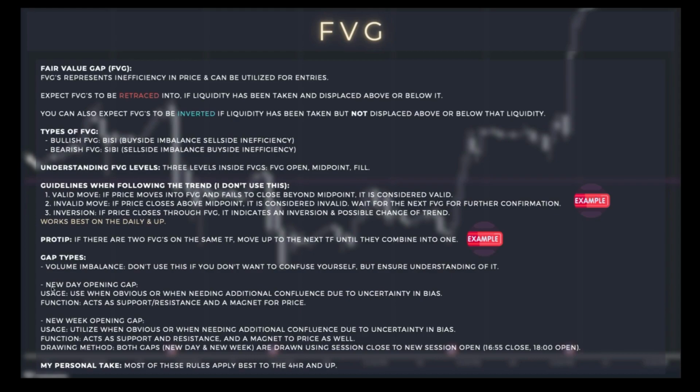Now, the other ones that are pretty important is the new day opening gap. Usage, use when obvious or when needing additional confluence due to uncertainty and bias. The function, it acts as a support/resistance and a magnet for price. Next is new week opening gap. Usage, utilize when obvious or when needing additional confluence due to uncertainty and bias. Function acts as support and resistance and a magnet to price as well.